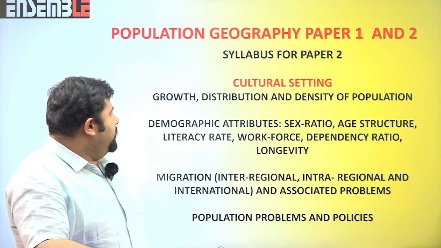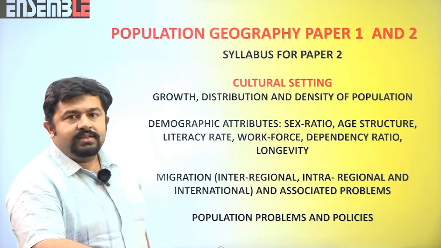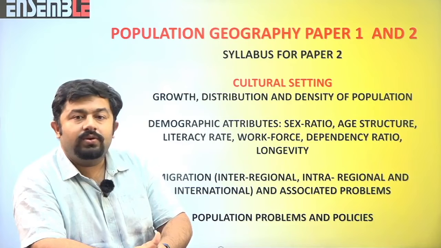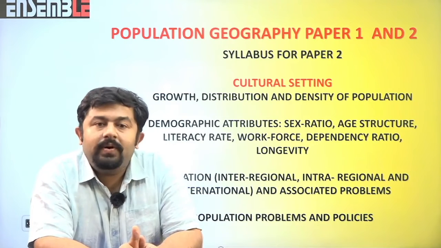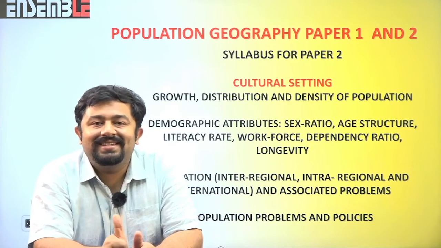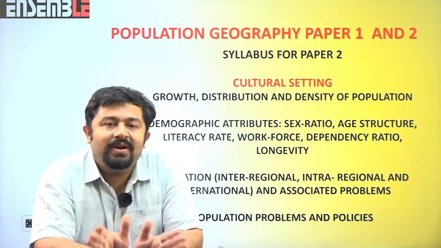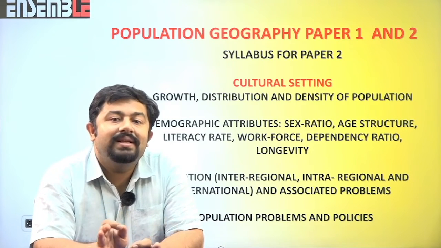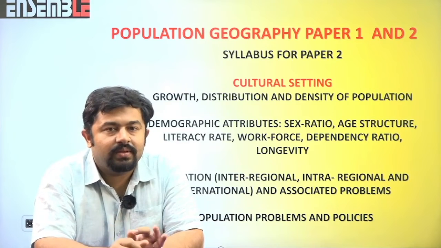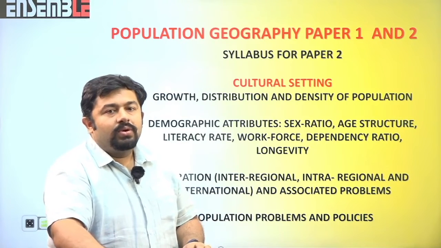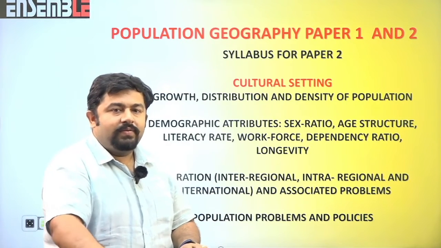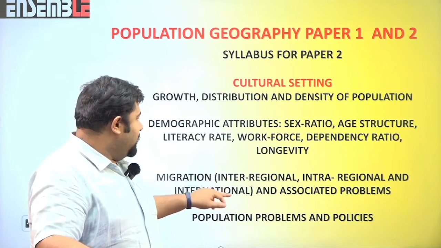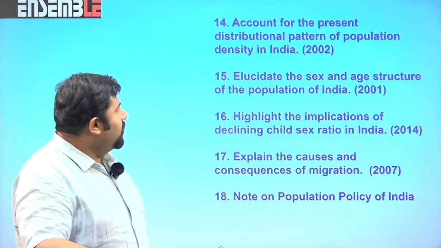Next topic is demographic attributes: sex ratio, age structure, literacy rate, workforce, dependency ratio, and longevity. In paper 1, UPSC has just mentioned demographic attributes, but in paper 2, UPSC has explicitly mentioned these dimensions. So questions are of similar nature in paper 1 and paper 2. That's of the world level, that's of India level. Let's see an example.